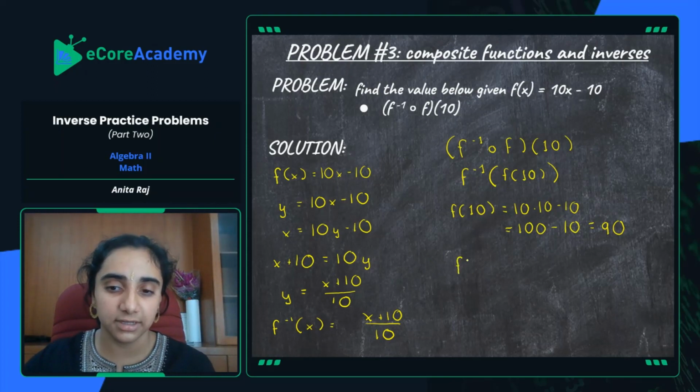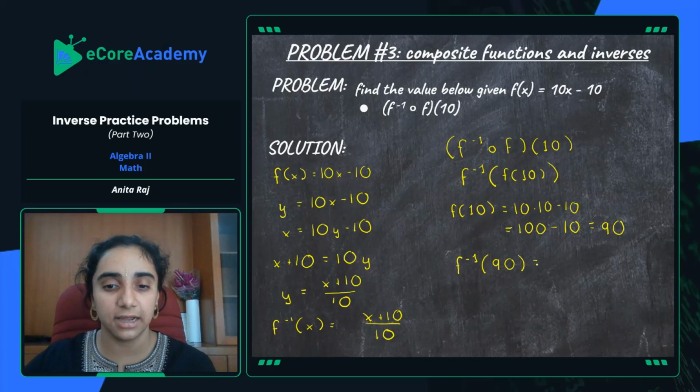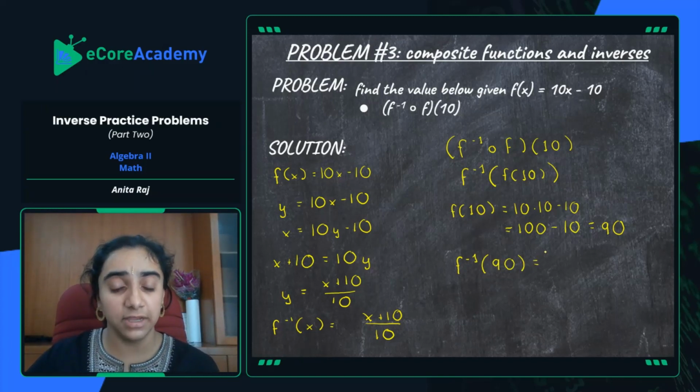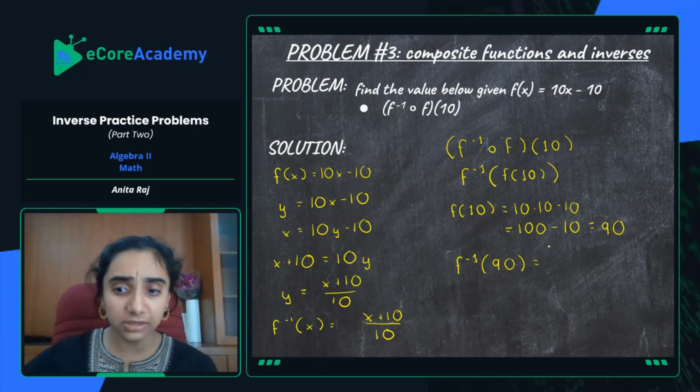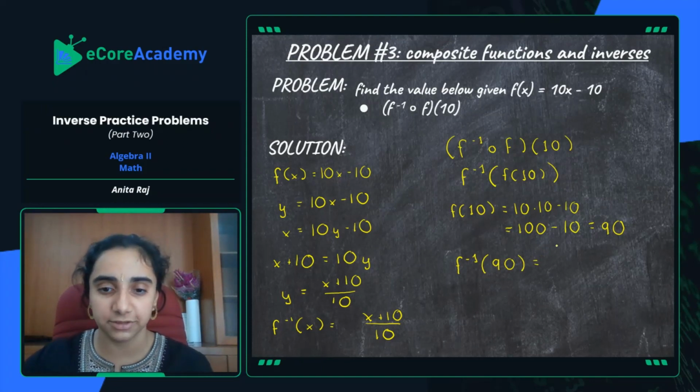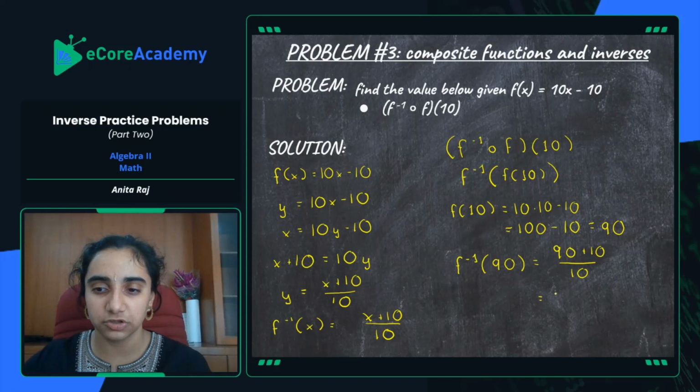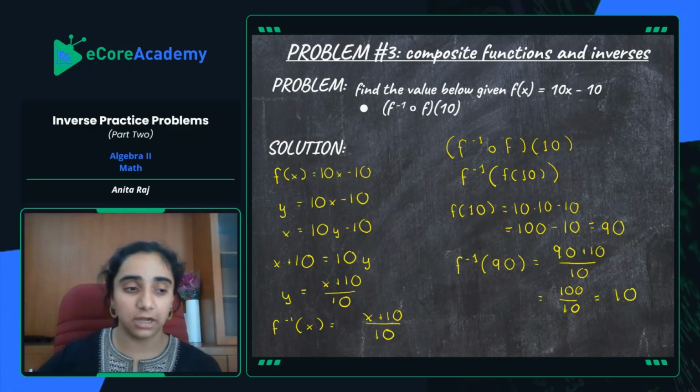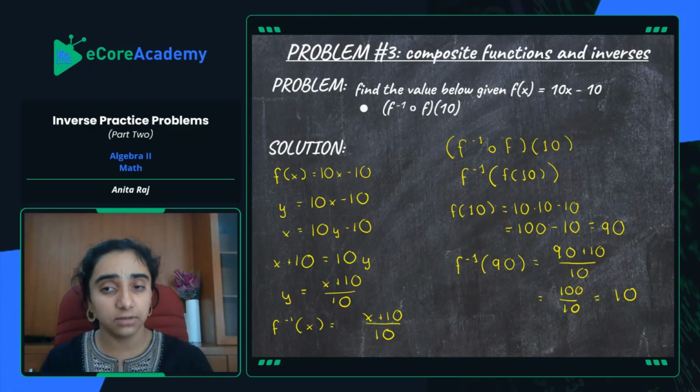So if we plug 90 into f inverse for x, so f inverse of x is equal to (x plus 10) divided by 10. F inverse of 90 is going to be plugging 90 in for x, so 90 plus 10 over 10 is going to give us 100 over 10, and then look at that, our final answer is 10. So this worked out exactly how we wanted it to.